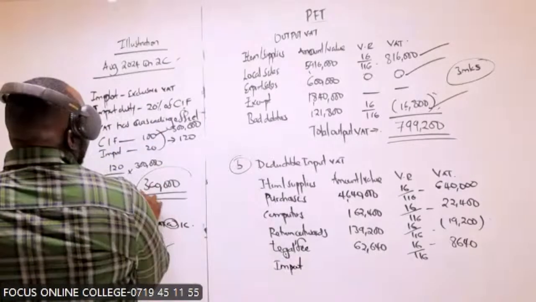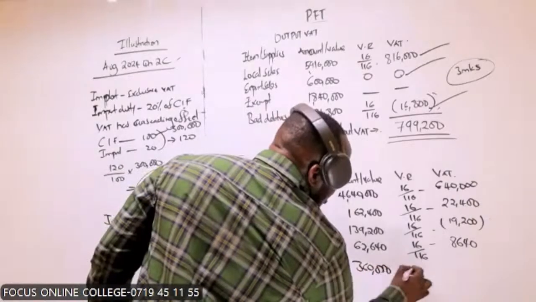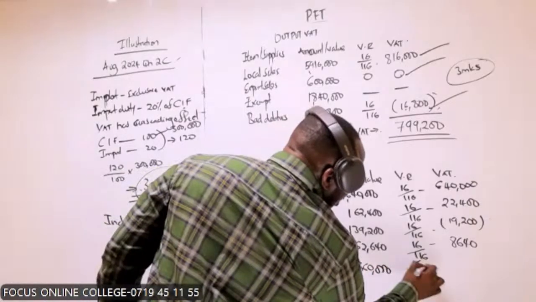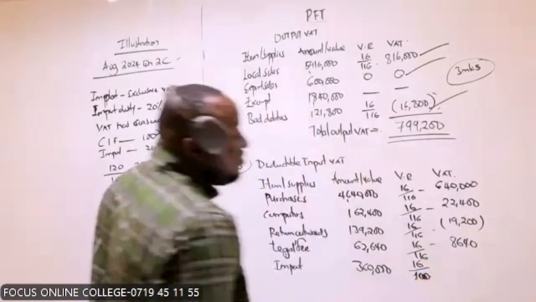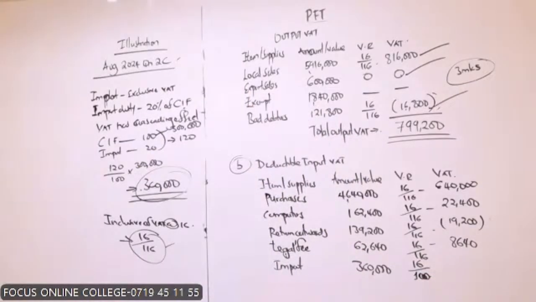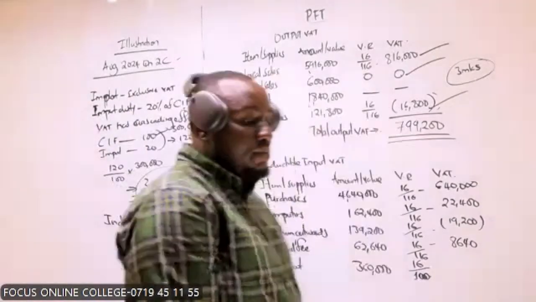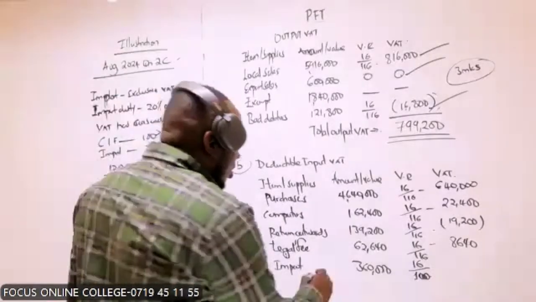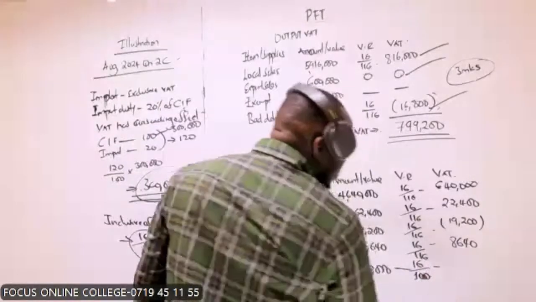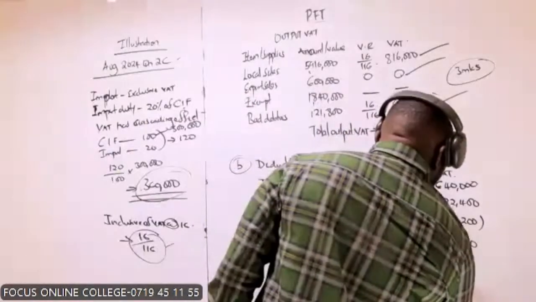But the next we have what we call import. So we had 360. But remember, imports are normally exclusive of VAT. So that's 16 over 100. So you use 16 over 100. Get me that. So what do you have? 57,600.